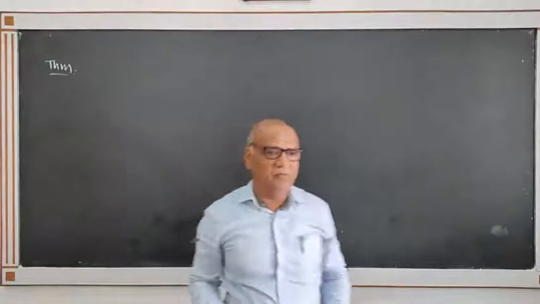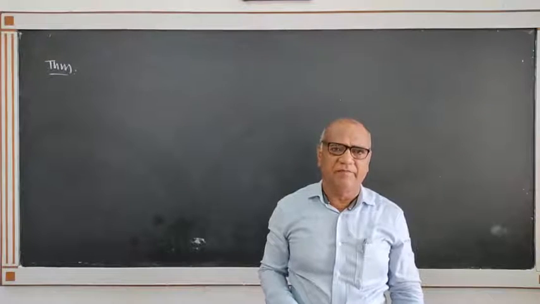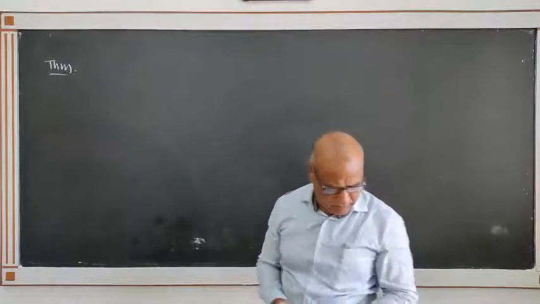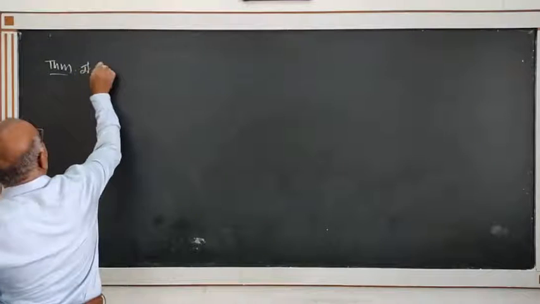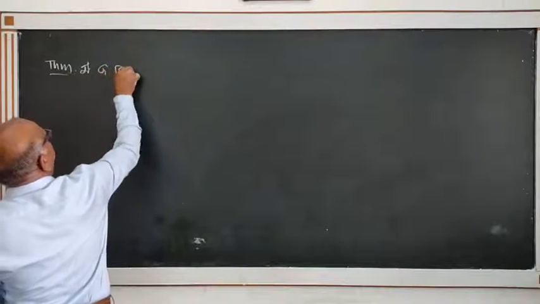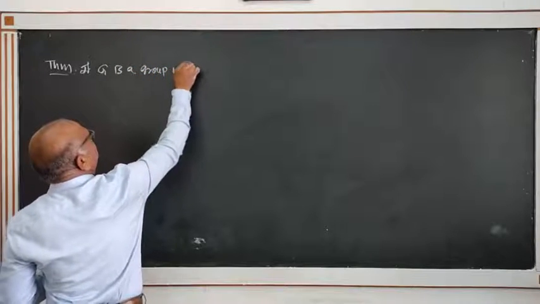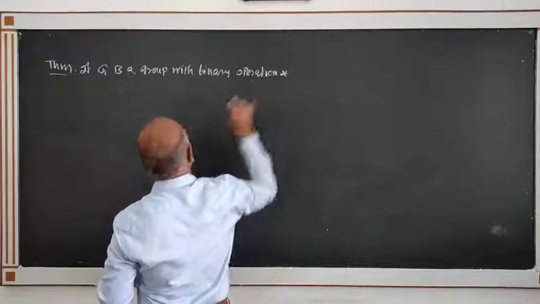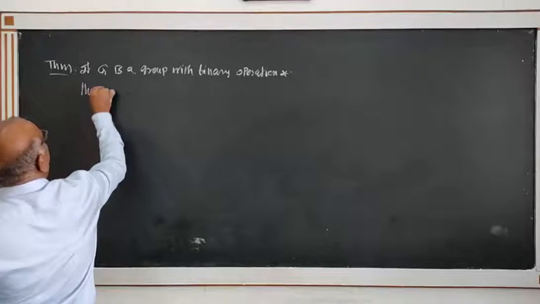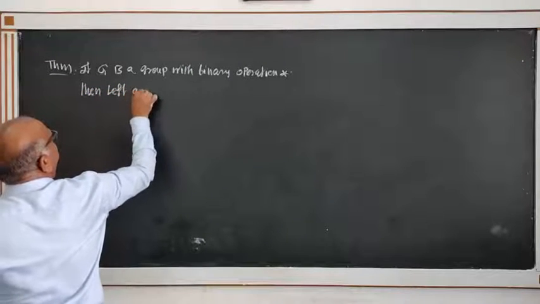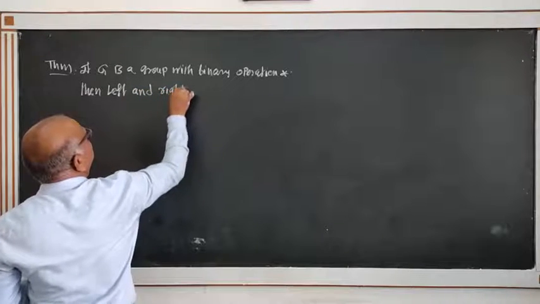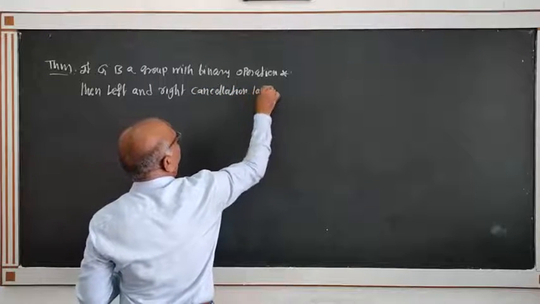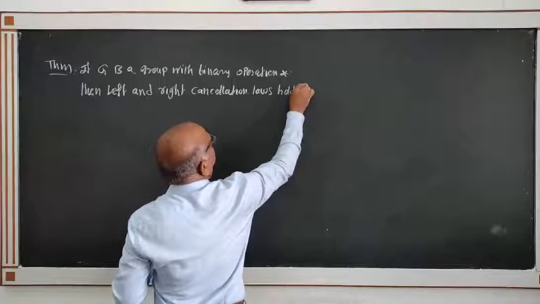If G is a group with binary operation star, then cancellation law holds in G.